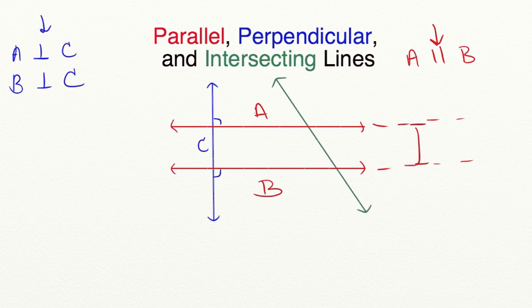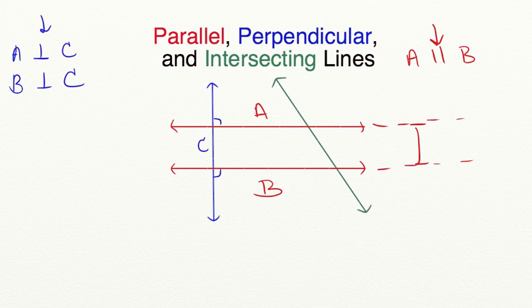Are you ready to discuss intersecting lines? Well, an intersecting line is a line that crosses another line. So as we can see, this green line right here is intersecting line A and line B. And if it were to continue on, it would eventually intersect with line C as well.